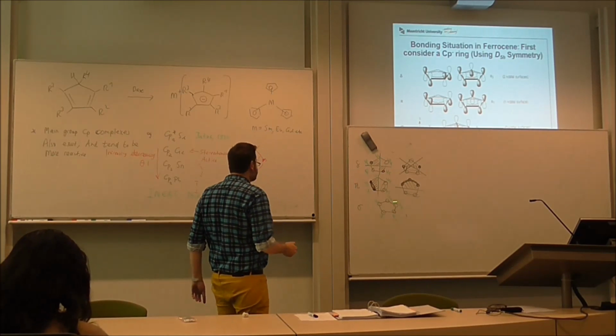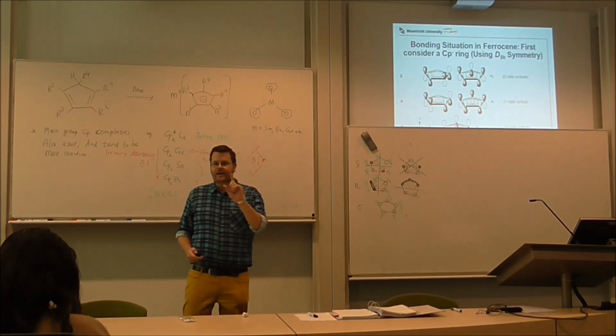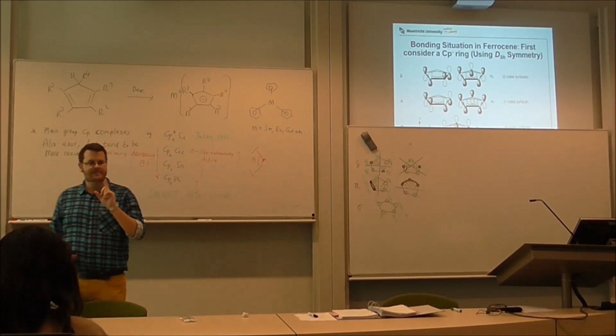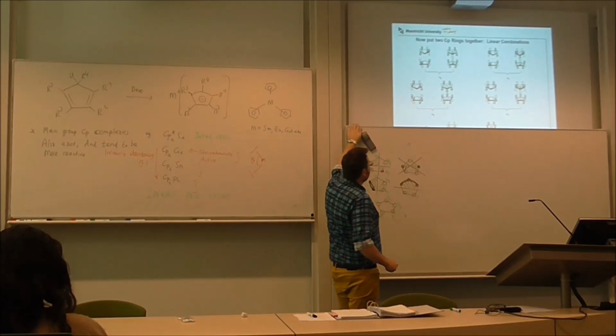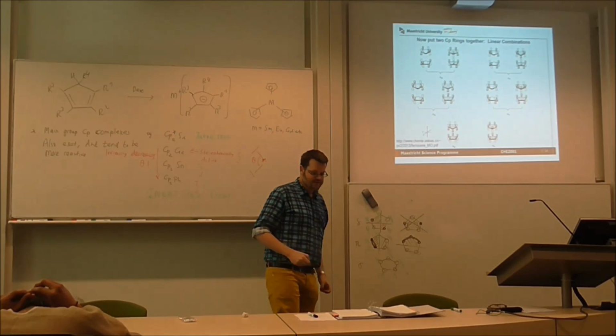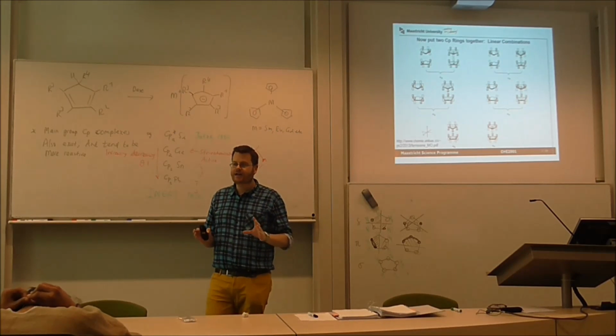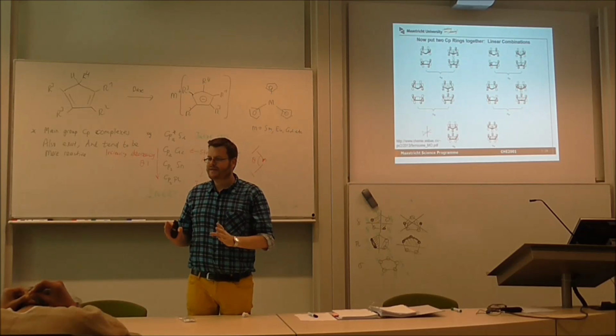And here it is. That's one Cp ring. Now let's put two of them together. Now what I'm doing here is I'm building up the molecular orbitals of the cyclopentadienes that are going to then ultimately interact with a metal.